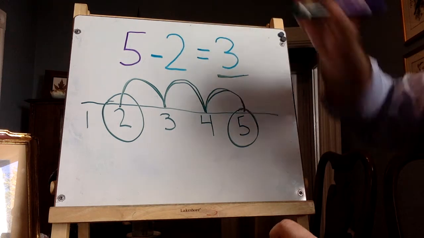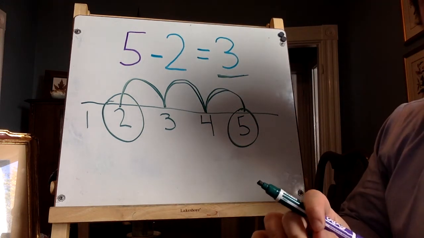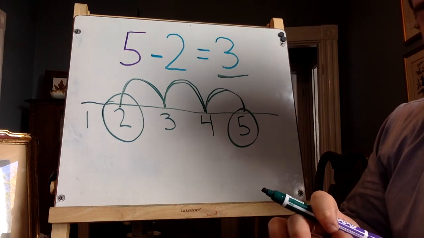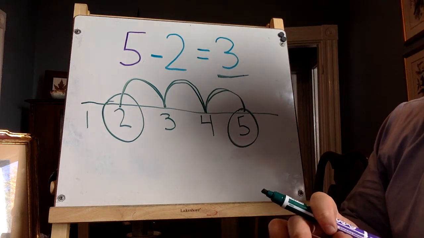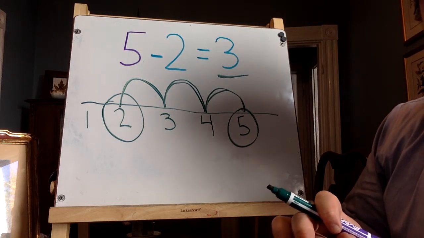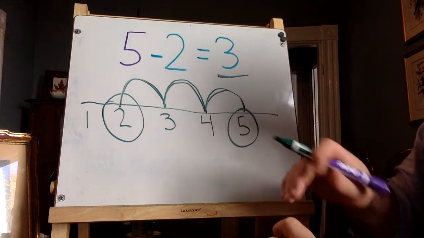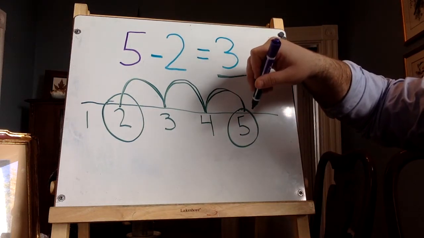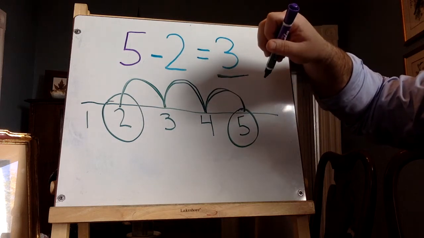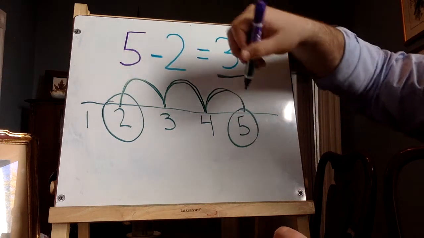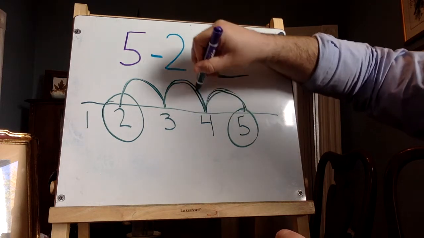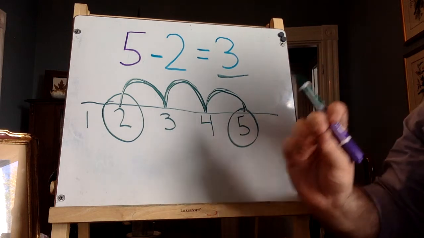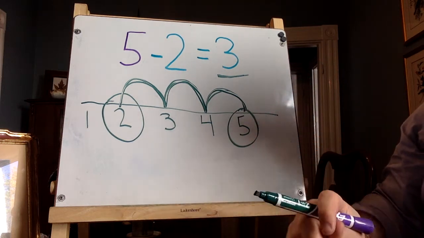So when we're thinking about subtraction, we want to think about the difference. Cuando estamos pensando sobre restar, queremos pensar sobre la diferencia entre los números. Por ejemplo, ¿cuántos números están diferentes entre los dos? Mira, 1, 2, 3. So, la diferencia, the difference, is 3.